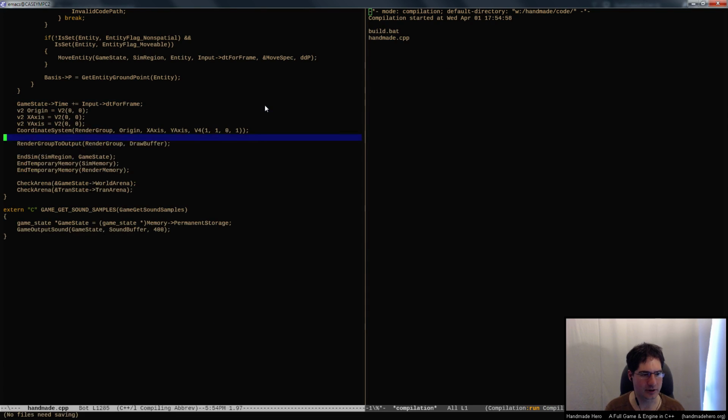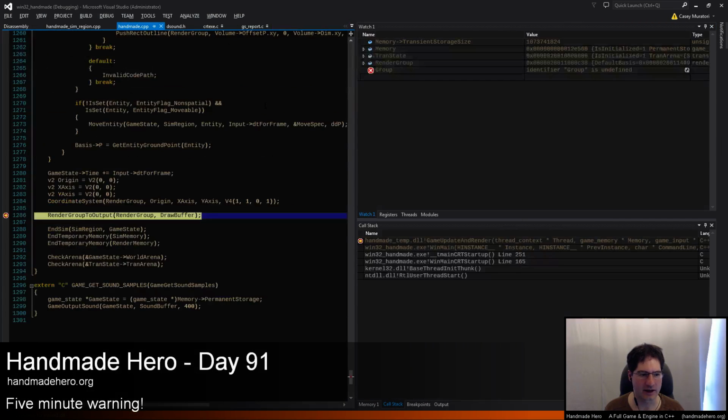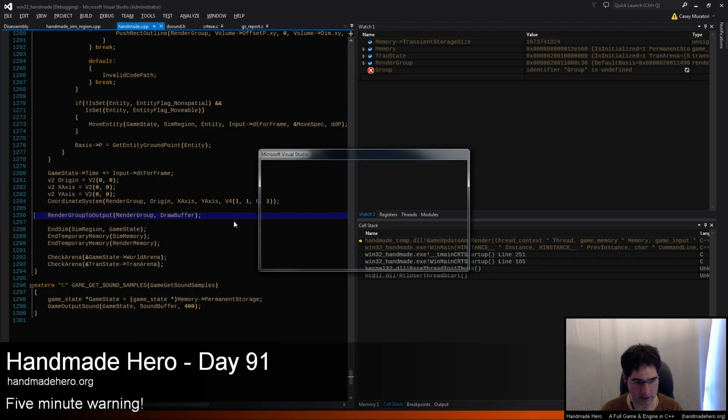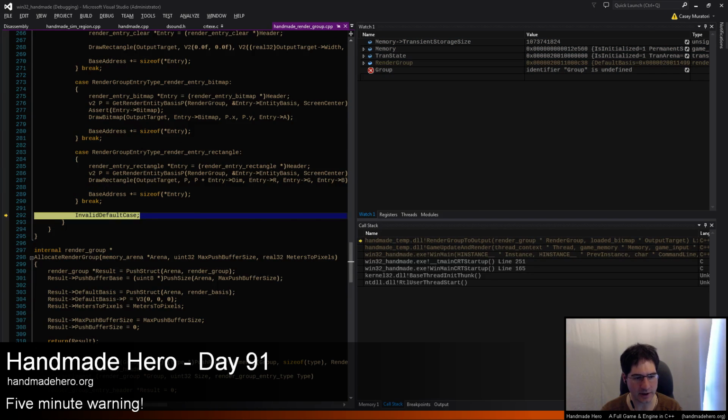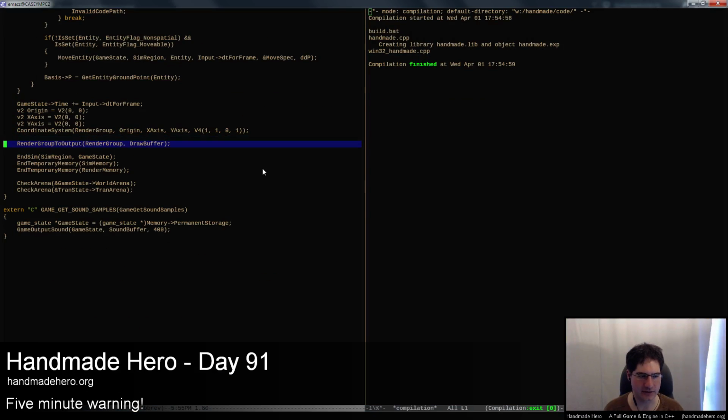So let's go ahead and put our coordinate system back in there. So now hopefully we will get a thing that stops us and says that it doesn't recognize the thing that it was doing. Now why, of course, there we go. It's because we haven't put in a case for our coordinate system. So all we should have to do now is put in a case for our coordinate system.